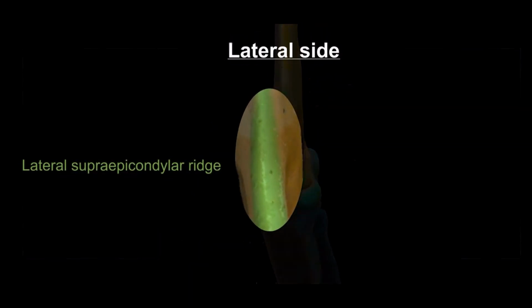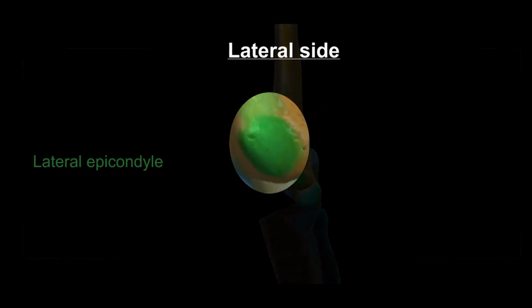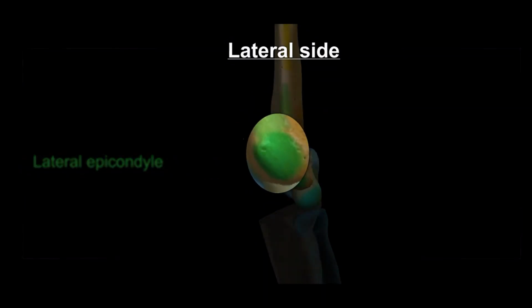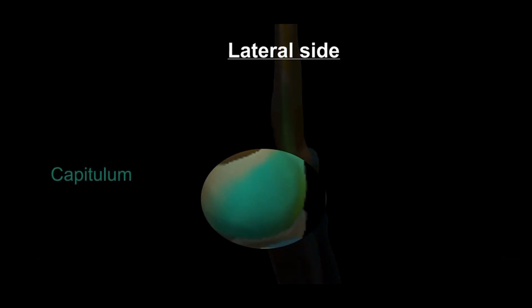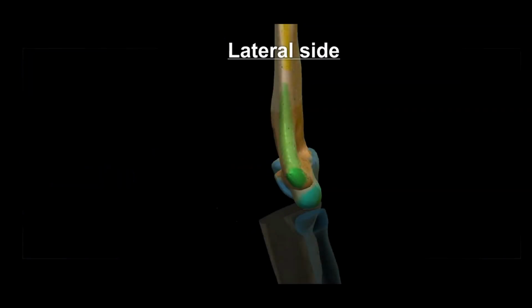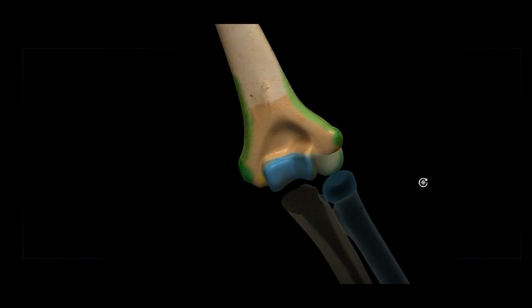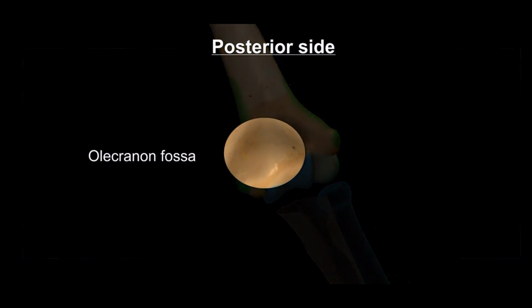Lateral surface contains lateral supraepicondylar ridge, and just below this there is a lateral epicondyle. You can also mark capitulum on this side. On posterior surface there is a fossa known as olecranon fossa, in which olecranon process of ulna fits in.